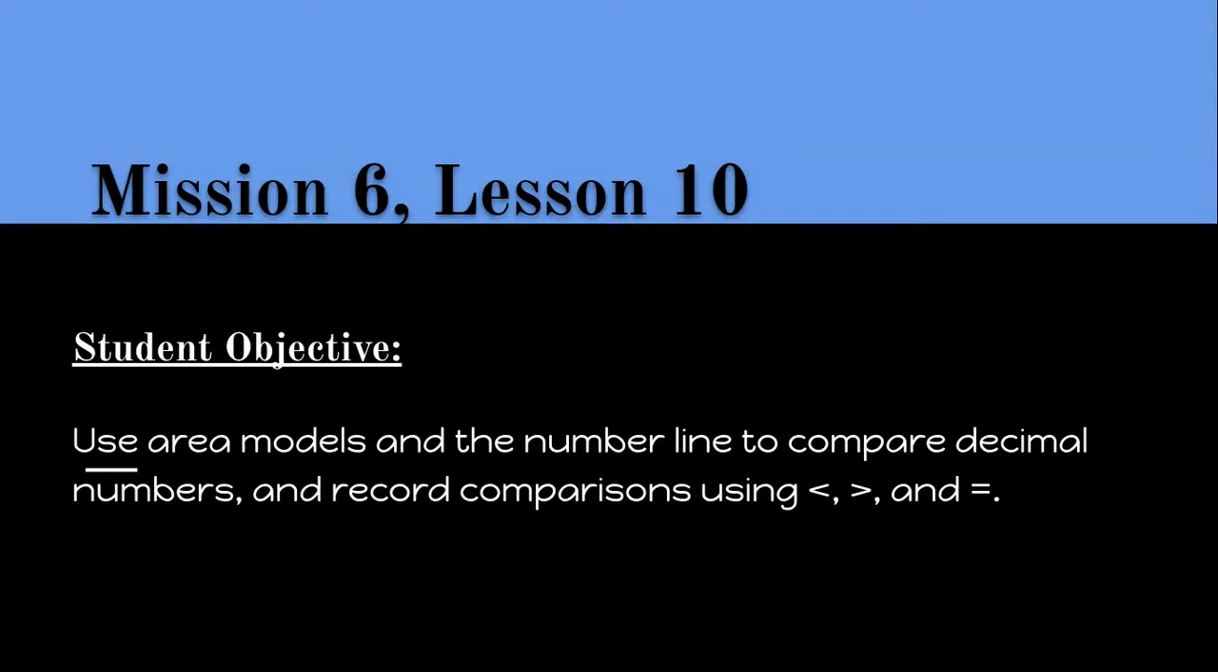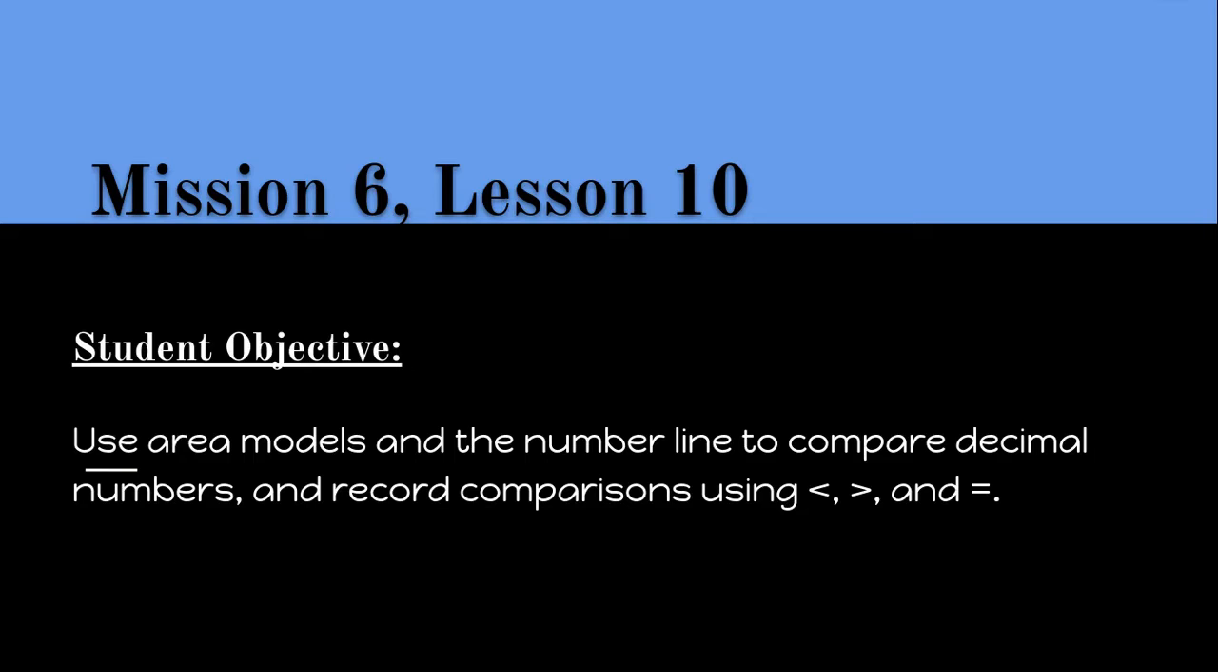Welcome to Mission 6, Lesson 10, where our objective for this lesson is to use area models and the number line to compare decimal numbers and record comparisons using the less than, greater than, and equal symbols. So, in other words, it's similar to the previous lesson: we are just going to be given a couple decimals, and we need to compare them and figure out which one is the greater one and which one is the lesser one.